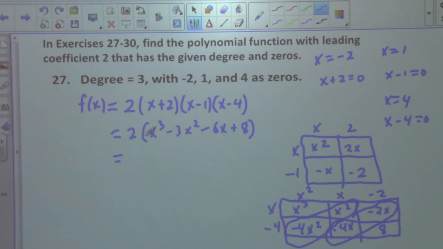So then we distribute. If we distribute out here, we get 2x to the third, minus 6x squared, minus 12x plus 16. That's wrong, 6x squared, right? Yeah, let me make sure I get 6x squared.